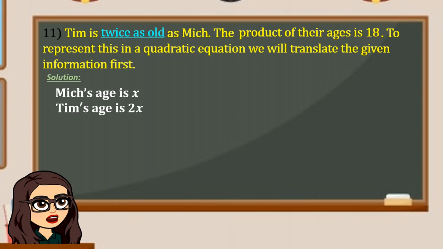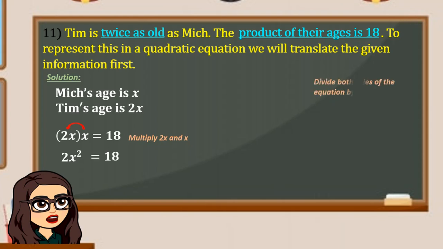So, another information na binigay, the product of their ages is 18. So, meaning, pag multiply natin yung age ng dalawa, ang magiging sagot ay 18. So, multiply natin. Magiging 2x times x equals 18. So, ito na ngayon yung magiging simula ng ating equation. So, first step, we're going to multiply 2x and x. So, 2x times x, the answer is 2x squared. Then, bring down lang natin si 18.